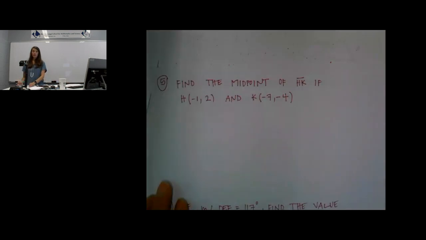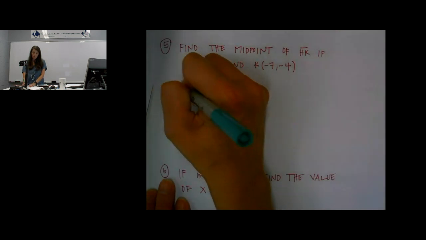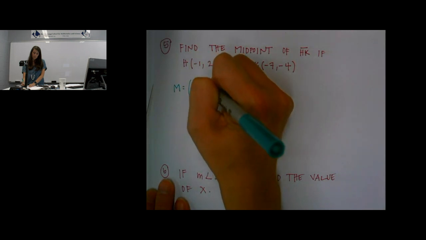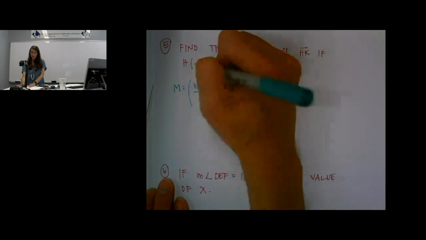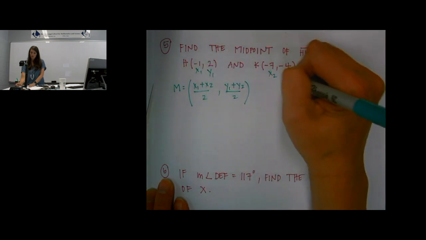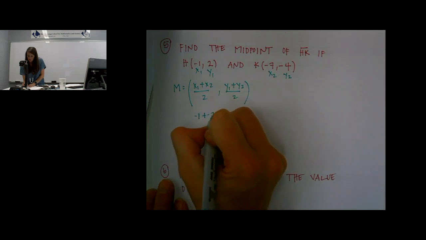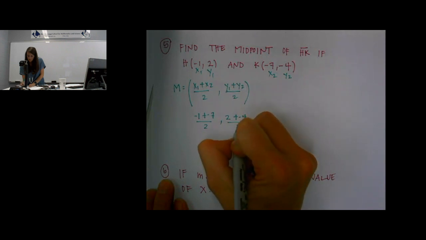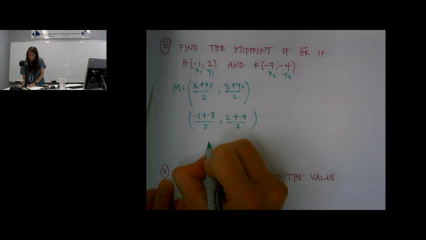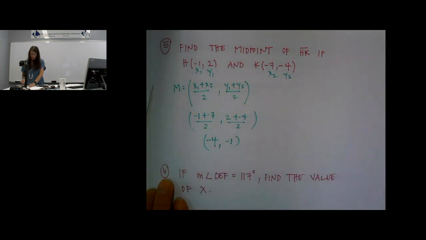All right. So here, this one wants you to find the midpoint of HK. So the midpoint formula is (x1 plus x2) divided by 2, (y1 plus y2) divided by 2. Okay, so here's my x1, y1, here's my x2, y2. Okay, so negative 1 plus negative 7 divided by 2, and 2 plus negative 4 divided by 2. So it'll be negative 8 divided by 2, so that's negative 4, and that's negative 2 divided by 2, so that'll be negative 1.